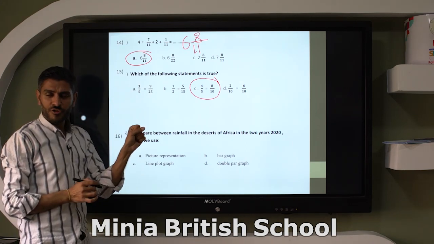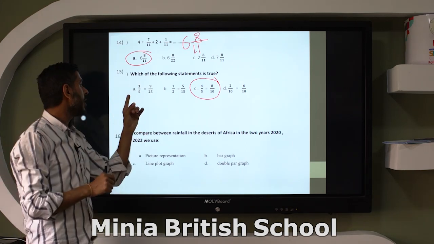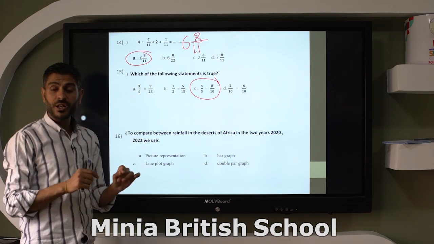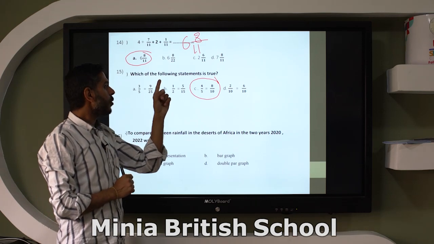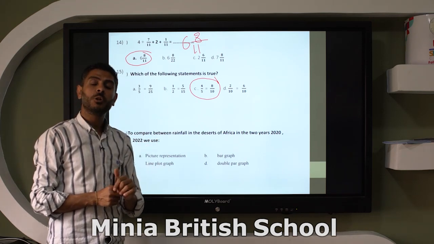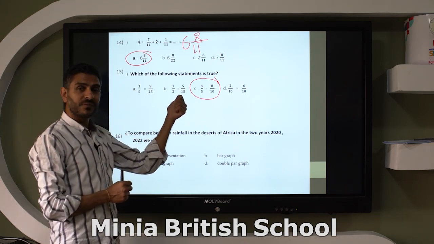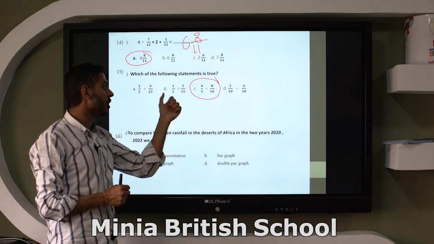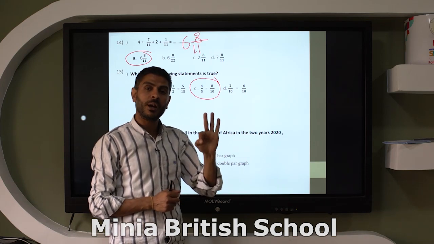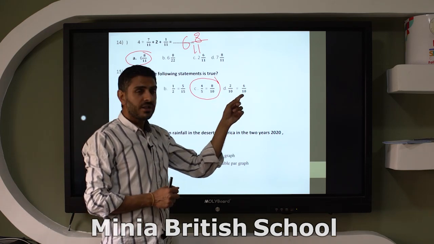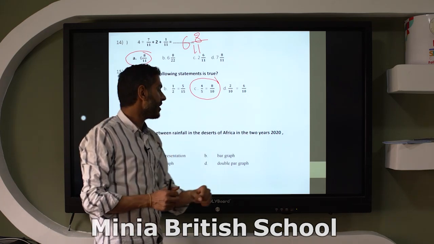3 becomes 9, multiply by 3. But 5 becomes 25, multiply by 5. It's not true. Next one, 1 becomes 5, multiply by 5. 2 times 5 equals 10, so it's not correct also. Last one here, 2 becomes 6, multiply by 3. And 10 as it is 10, so it's not correct.